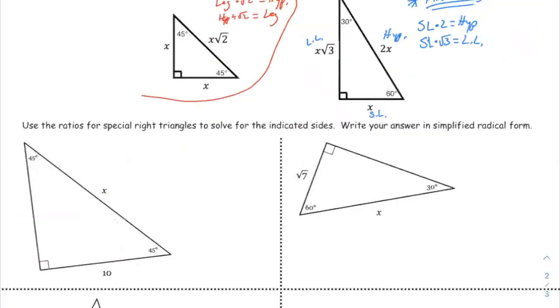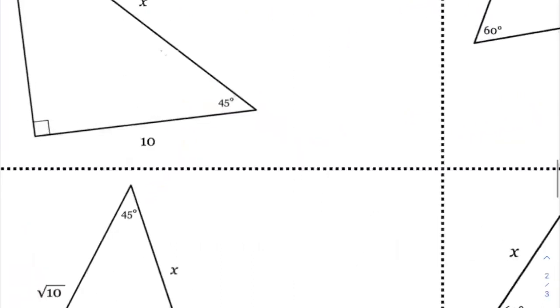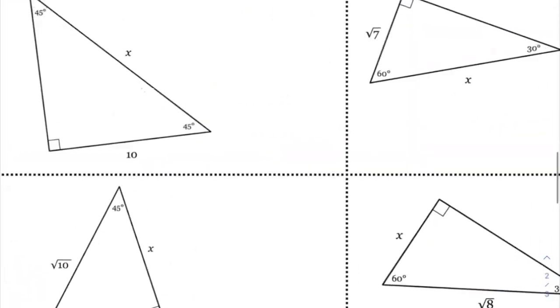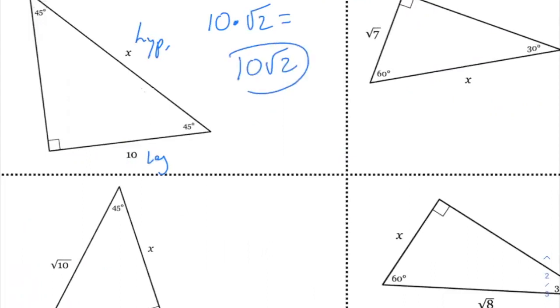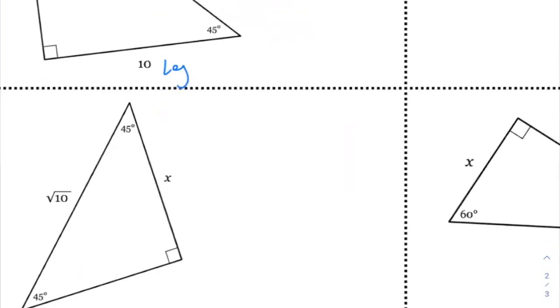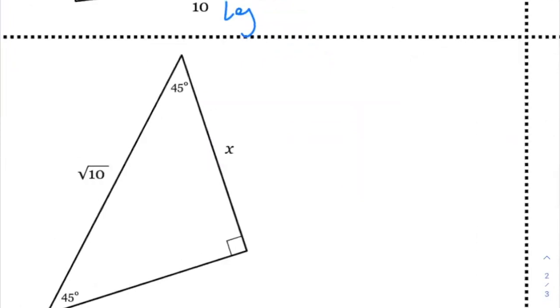Okay, now let's do a couple of questions from 45, 45. All right, here we have one of the legs opposite the 45, and we want the hypotenuse. Okay, so this is a leg. So the leg times root 2 in a 45, 45 is equal to the hypotenuse. Well, 10 times root 2 doesn't get any easier than that. 10 root 2. Done. Slide down. Here we have the hypotenuse.